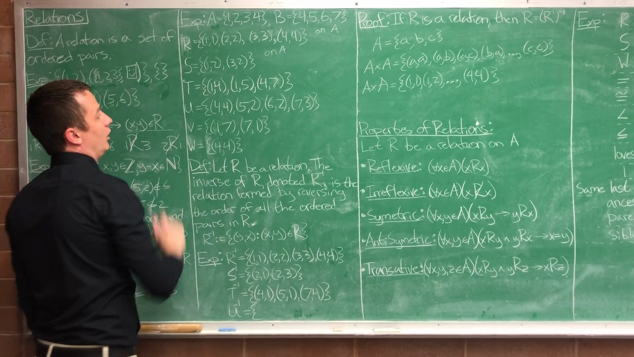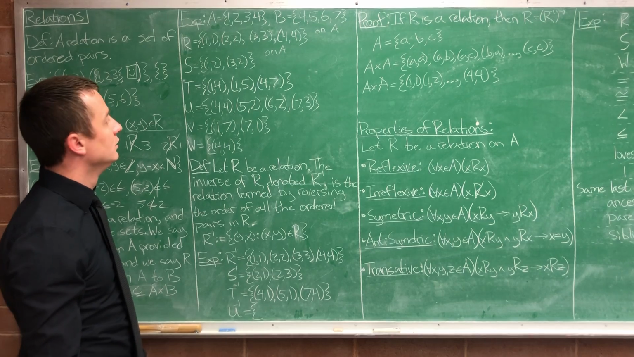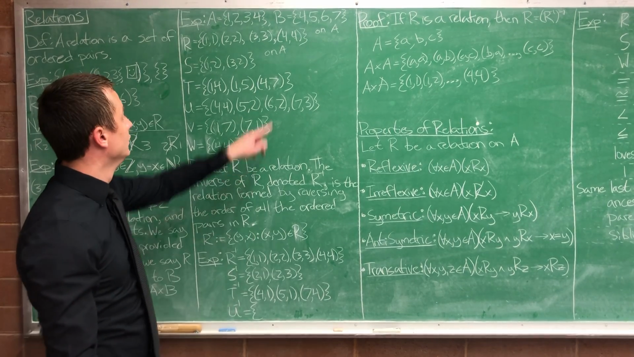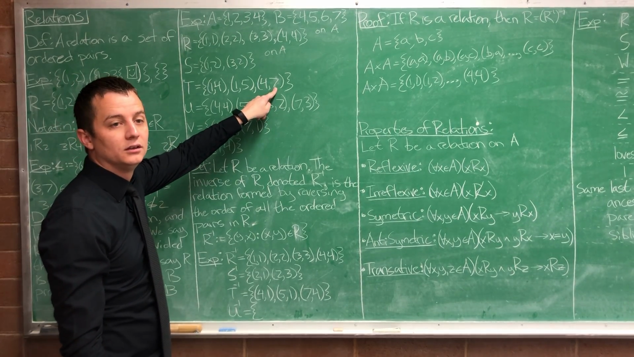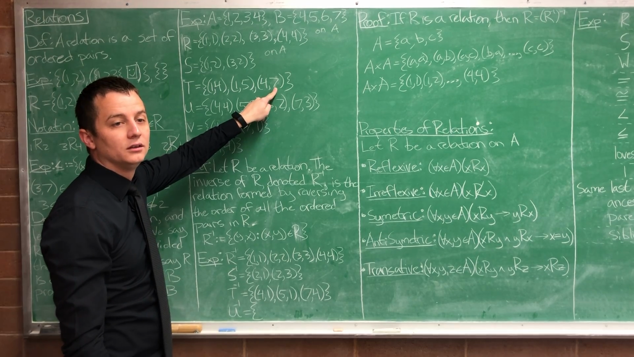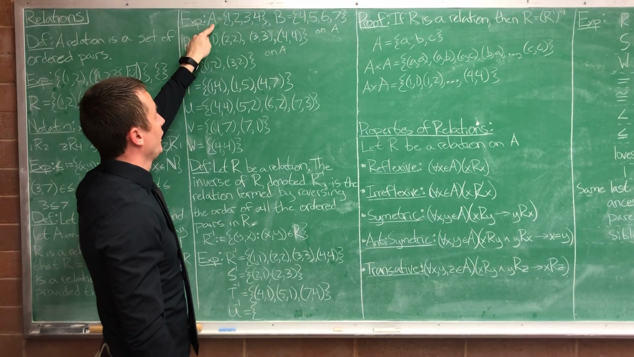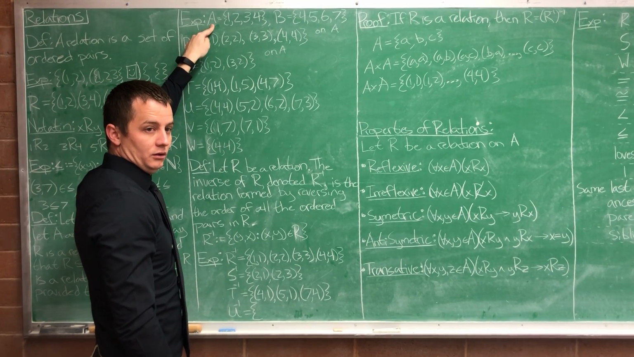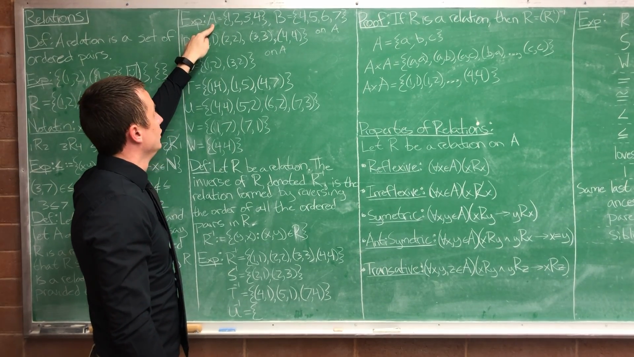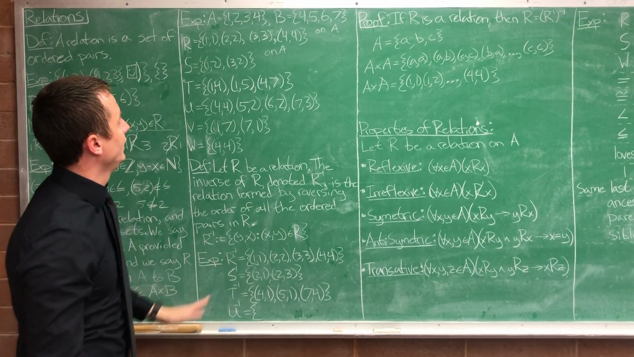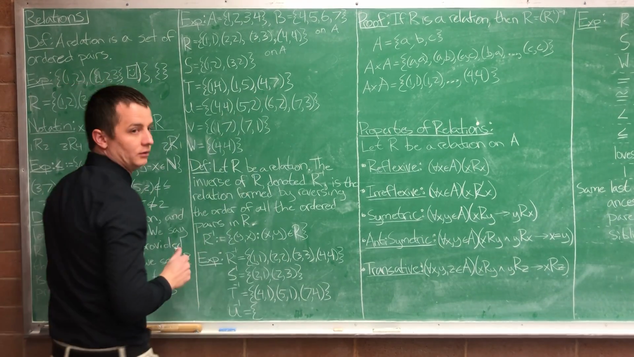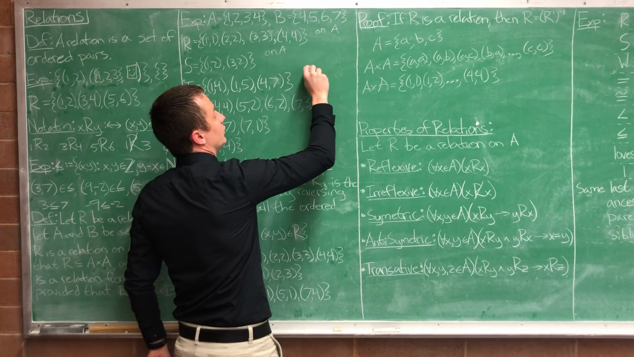So look at this one. Is this a relation on A? No, it's not. Seven's not in A. The element 4, 7 will not show up in A cross A. Oh, I'm thinking A to B. Okay, so it's not on A. Is it a relation from A to B? Yes. So this is a relation from A to B.